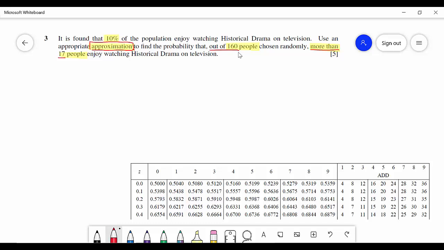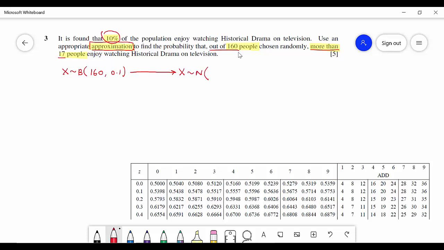All right, so if you want, you can write out X as the number of people who enjoy watching the drama on television, and X is binomially distributed, where n is 160 and p is the percentage of the population who enjoy watching the drama on television. So it should be 10%, which is 0.1. Since they asked us to use the approximation, we will change it to a normal distribution.